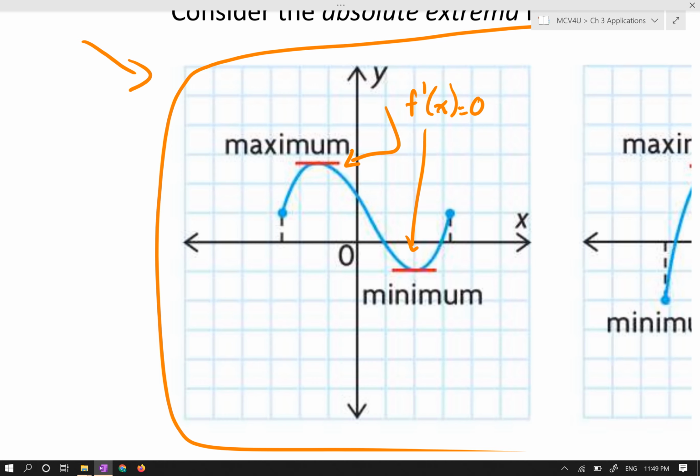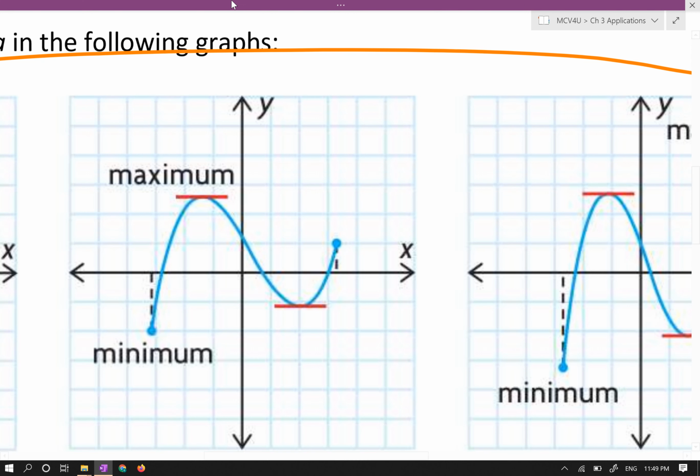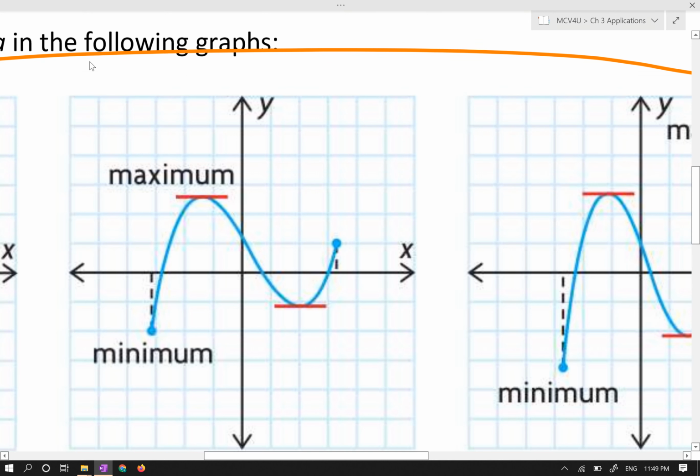So let's take a look at our second graph here. Okay, here we have our slope is equal to 0, f prime of x is equal to 0 here, right at this local minimum and at this local maximum. We can see that. We can see our slope sketched in here as horizontal lines.